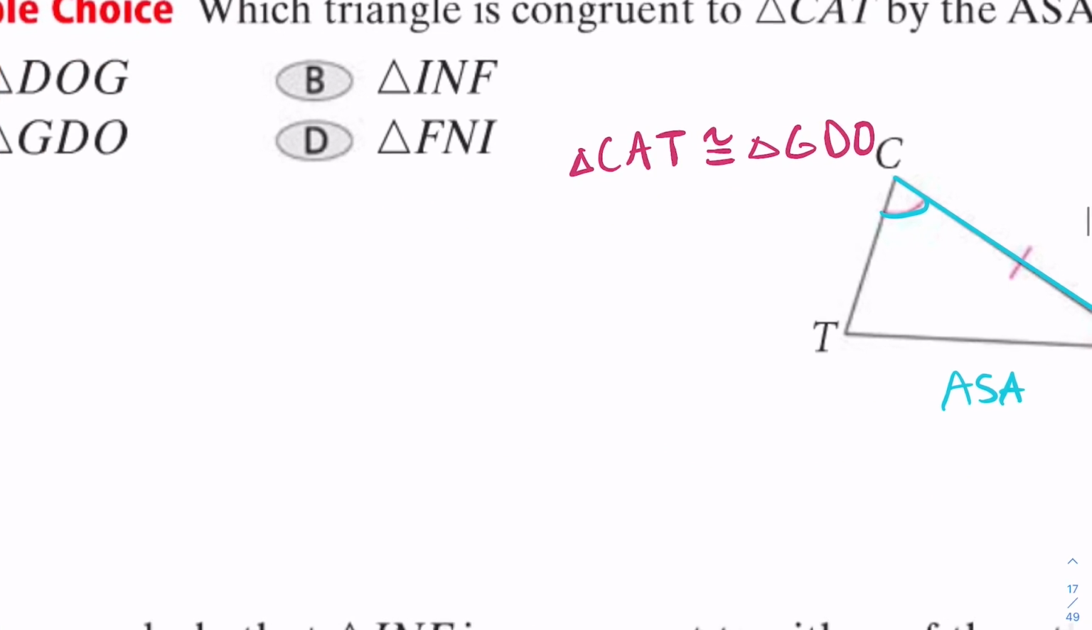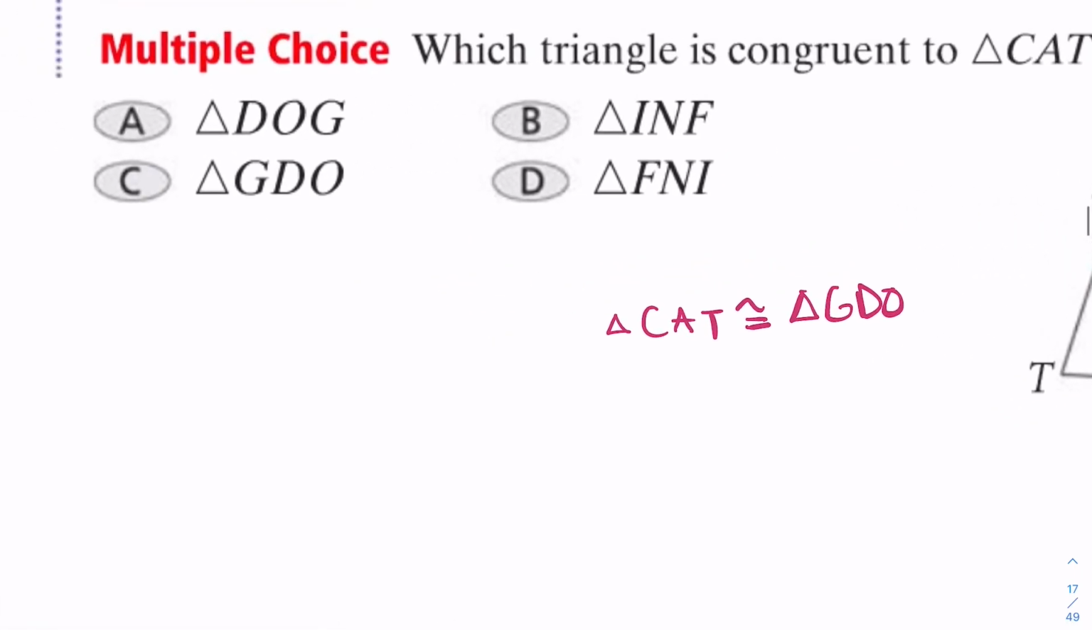So triangle GDO. And so do I see GDO anywhere? Oh, I surely do as one of my options.